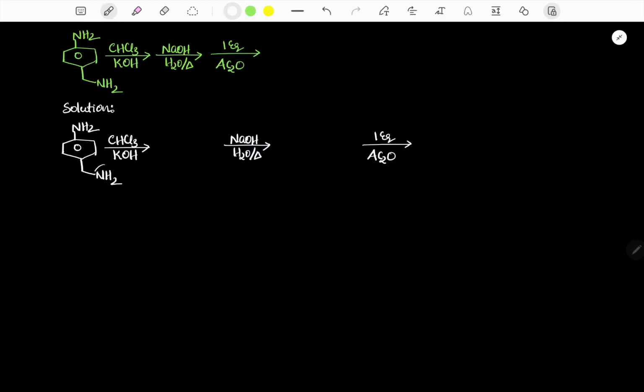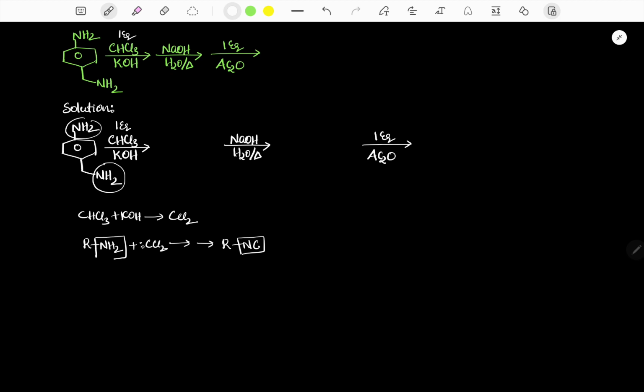The reactant has an aliphatic amine and an aromatic amine, and we are using chloroform and KOH, only one equivalent. So here chloroform and KOH produce the electrophile CCl2. The corresponding primary amine reacts with the electrophile. After multiple steps, finally it forms the corresponding isocyanide. So amine is converted to isocyanide. It is a foul smelling compound and can also be used as a test for primary amine.